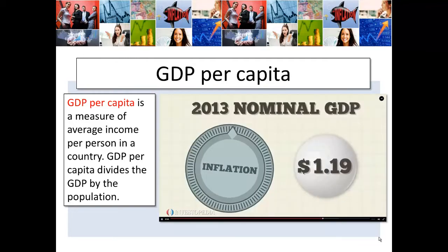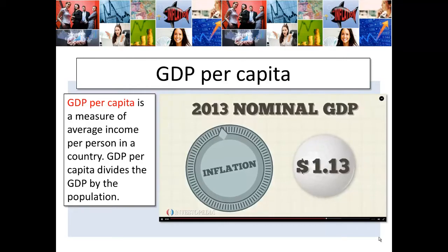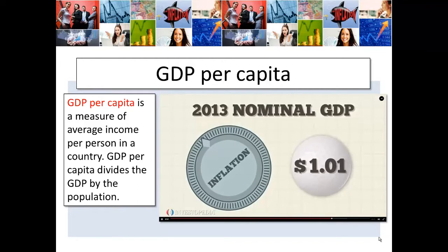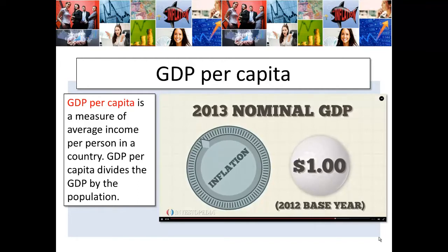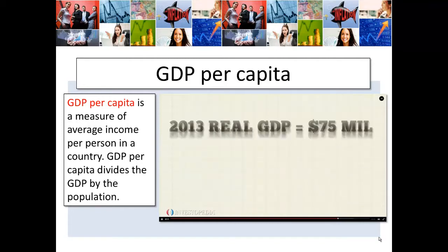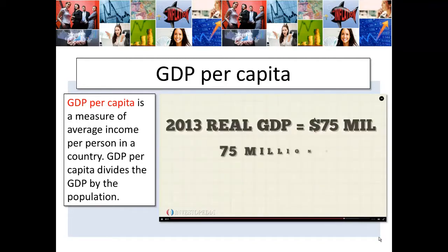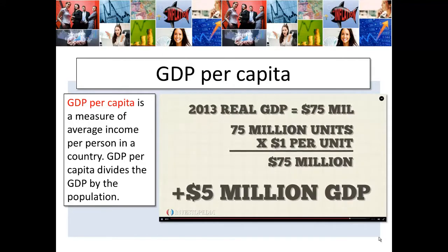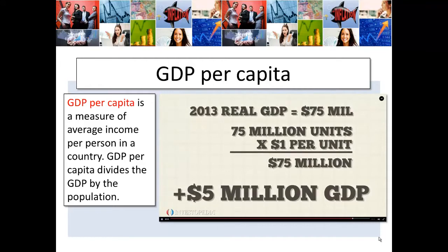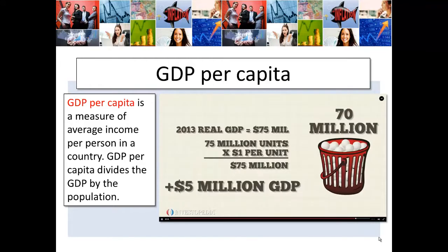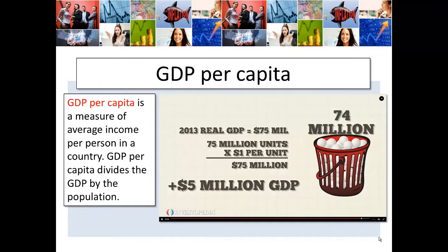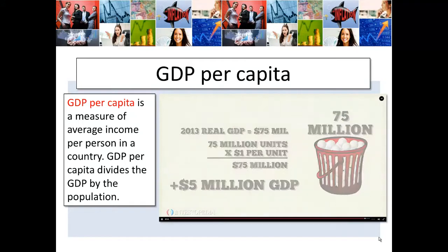If the 2013 nominal GDP was adjusted for inflation so that the total units produced were calculated at the 2012 price of $1, since 2012 is the base year in this example, then real GDP for 2013 is $75 million. 75 million units times $1 per unit. With this adjustment, there is still an increase in GDP, but only $5 million, which is solely attributable to the increase in production from 70 million golf balls to 75 million golf balls.